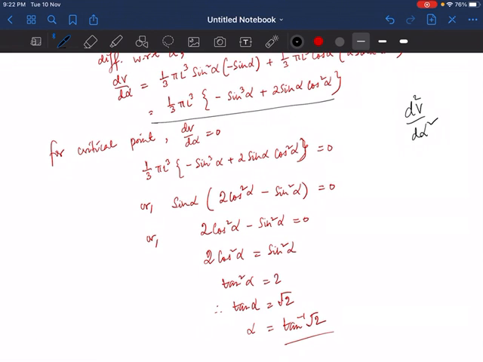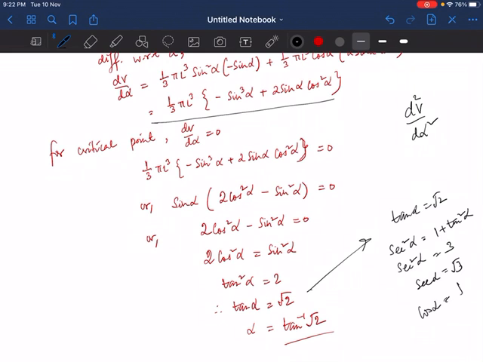If you have a problem with this, I will give you 2 hints. If tan alpha is equal to root 2, what will be the value of cos alpha? We know sec square alpha is equal to 1 plus tan square alpha, so sec square alpha is equal to 3. So sec alpha is root 3, and so cos alpha is 1 by root 3.